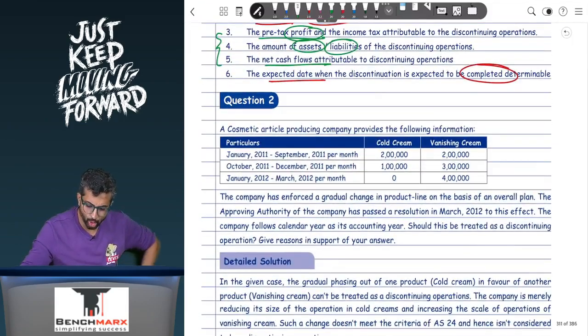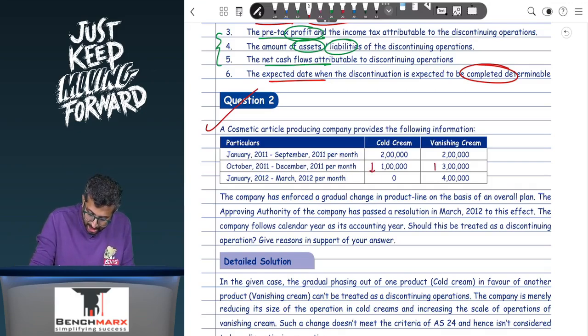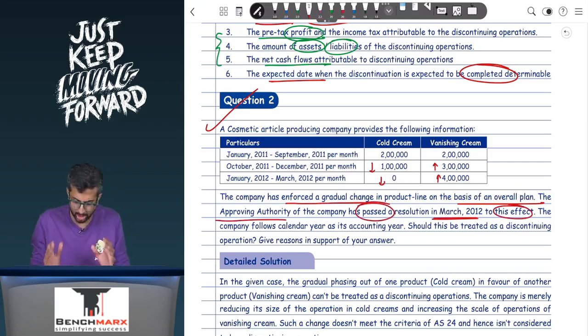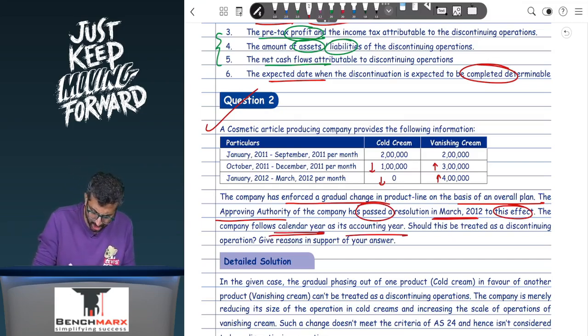Okay, next you go to question number 2. A cosmetic article producing company provides the following information. There is some cold cream and vanishing cream. Basically they are creams only. So over here I am reducing the cold cream, increasing vanishing cream, reducing cold cream, increasing vanishing cream. Now the company has enforced a gradual change in the product line based on an overall plan. The approving authority of the company has passed a resolution in March 2012 to this effect. So over here the board has approved this plan. The company follows the calendar year as its accounting year. Basically that means the year ending is 31st December 2011.